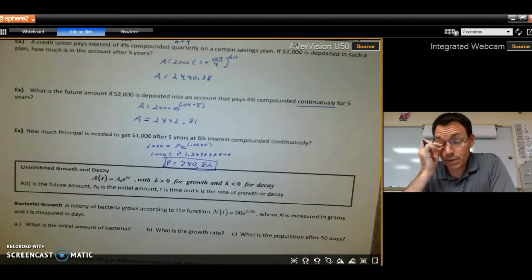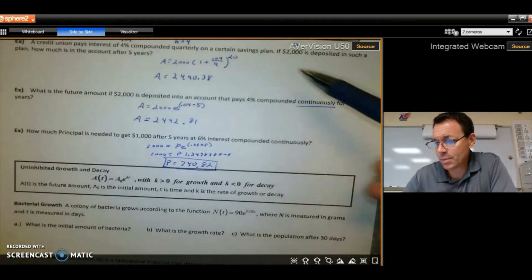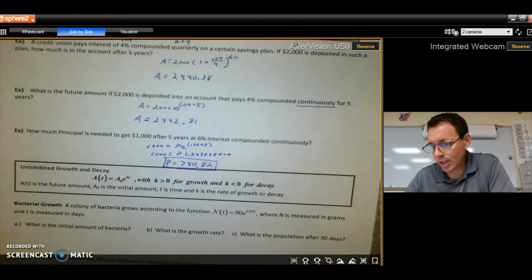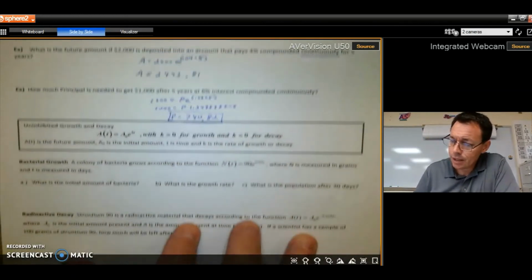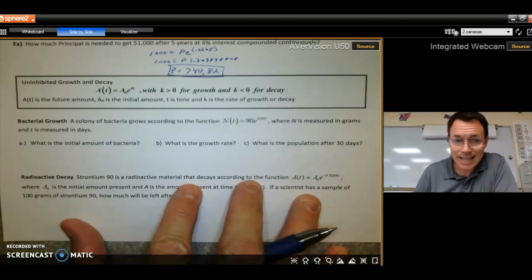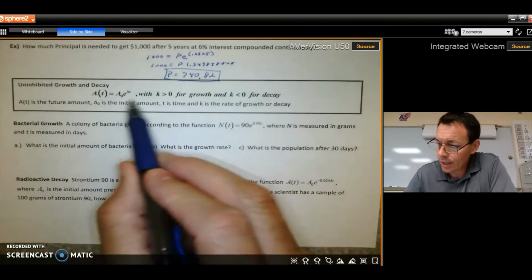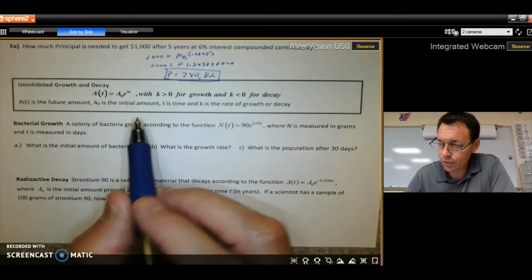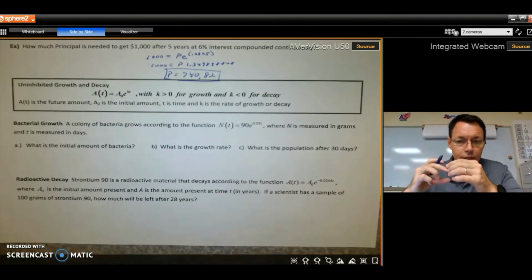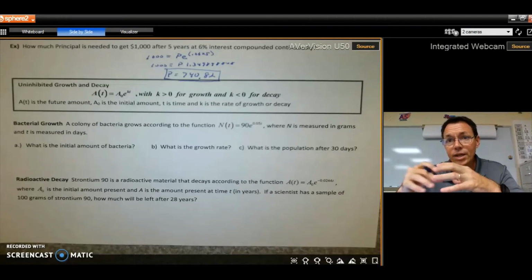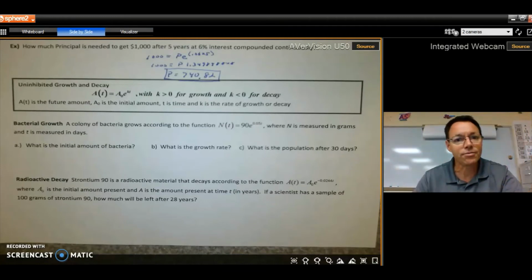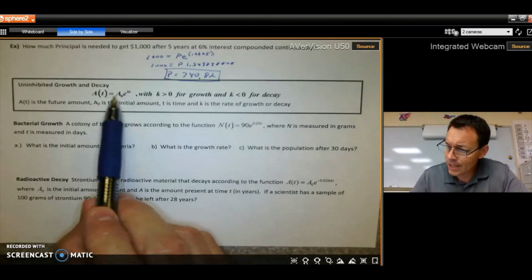Okay, so these are all examples of what is called exponential growth. The numbers are getting bigger as time goes by. You can also have what is called decay. This is a growth and decay formula right here. So in nature, you've got bacteria that's growing. You've got some kind of radioactive material that has a half-life, it's decaying as time goes by and kind of shrinking. So that's what this formula is.